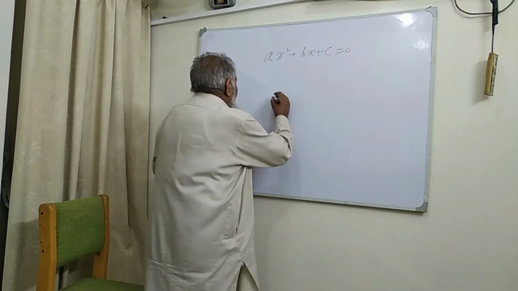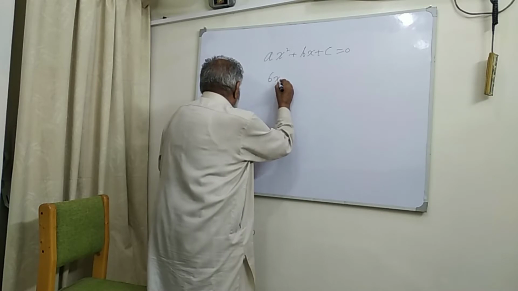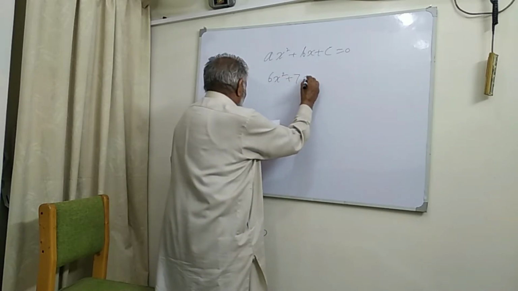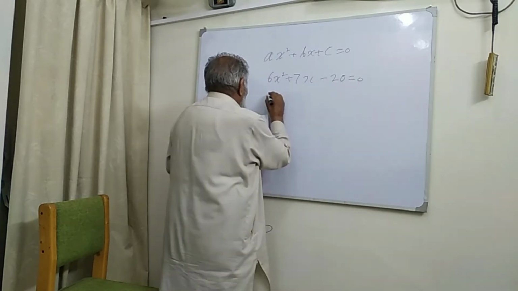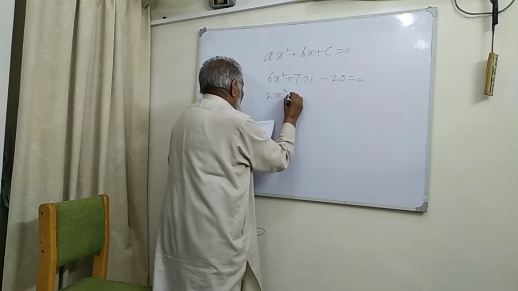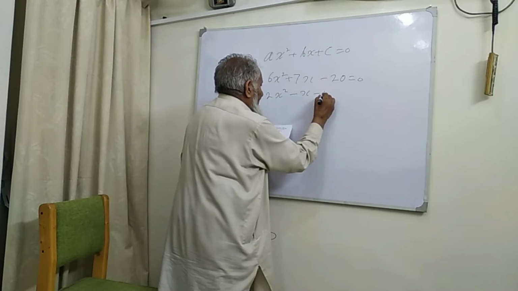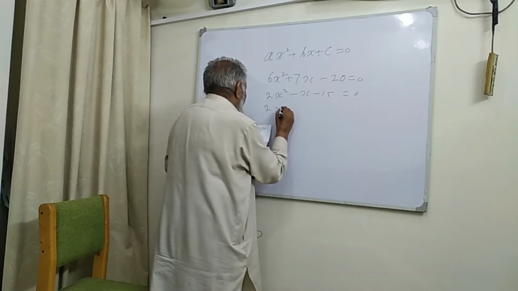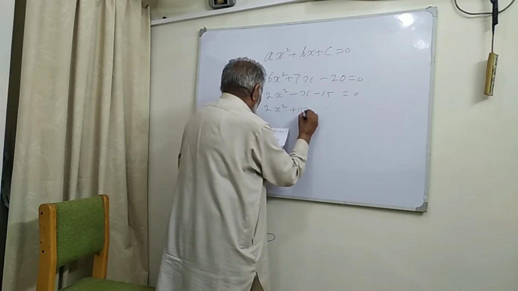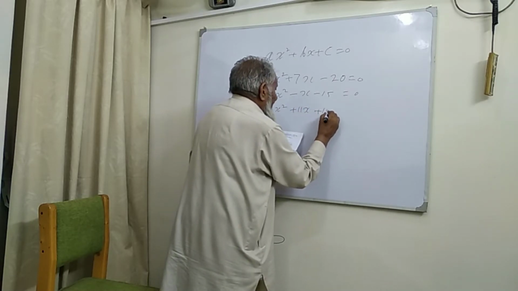For example, 6x square plus 7x minus 20 equal to 0, or 2x square minus x minus 15 equal to 0, or 2x square plus 11x plus 15 equal to 0.